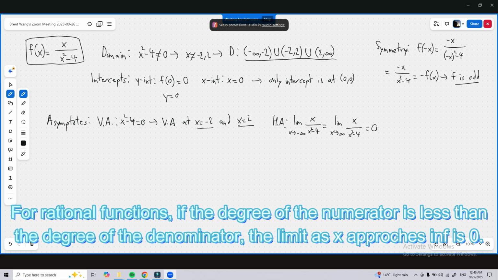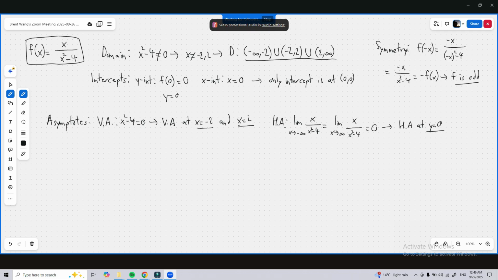So we have a horizontal asymptote at y equals 0. Now we need to look at asymptotic behavior. What is the behavior of the function as it approaches these asymptotes? So, the limit as x approaches negative 2. Let's look at the left-hand side first. The limit as x approaches negative 2 of x over x squared minus 4 is either going to be positive or negative infinity. So let's pick a really close number to negative 2 from the left-hand side.